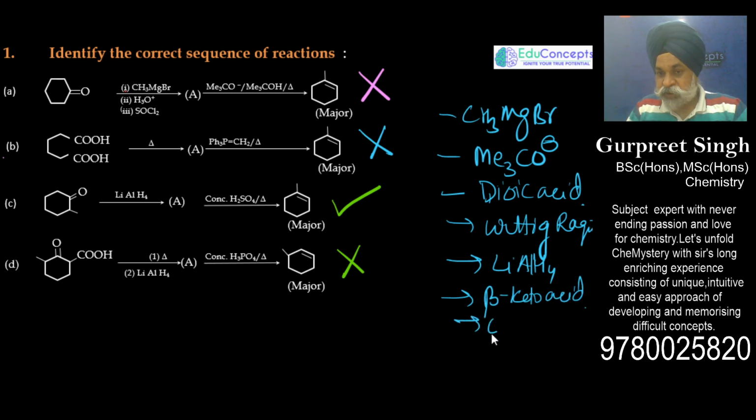And lastly, concentrated sulfuric acid and phosphoric acid are the source which would do dehydration of alcohol, and that alkene formed would be the more alkylated one. I hope you have understood today's session.